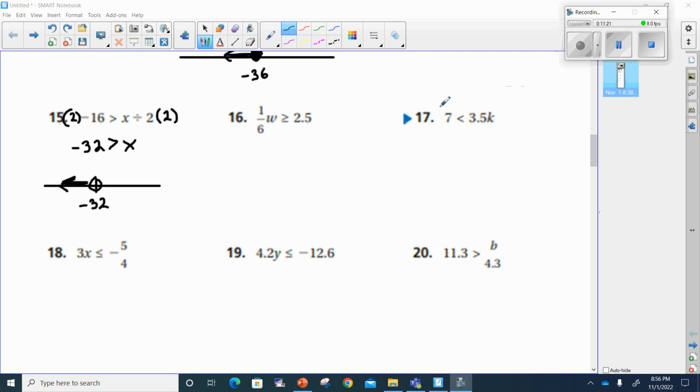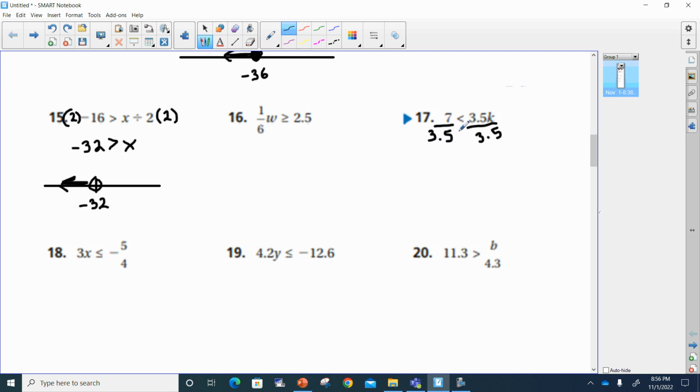All right, we're going to number 17 now. And I see that 7 is less than 3.5k. Well, the only way to get rid of 3.5 being multiplied to k is to divide 3.5 away. And whatever I divide from one side, I'll divide from the other.